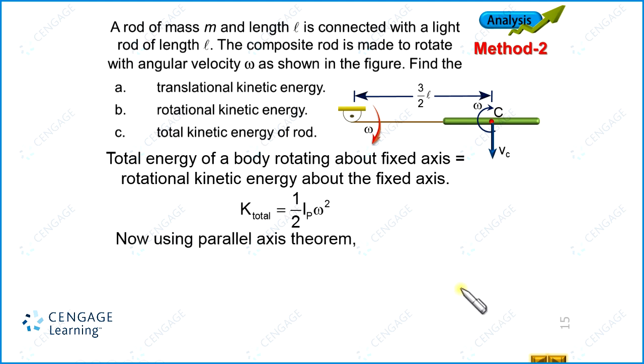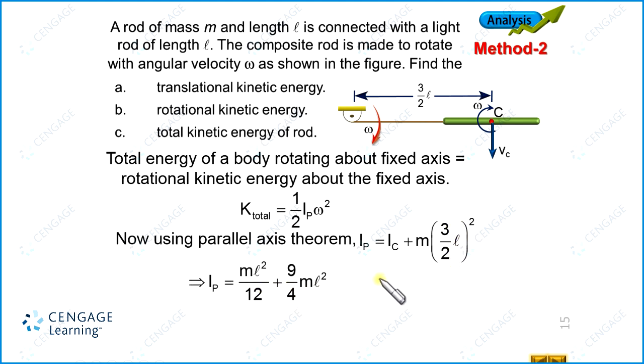The parallel axis theorem says the moment of inertia about the axis passing through point P equals Ic, the moment of inertia about the centroidal axis, plus m multiplied by the square of the separation between the parallel axes. That means Ip equals Ic plus m multiplied by 3 by 2 L whole square. We know Ic, the moment of inertia of the rod about the centroidal axis, is m L square by 12, and the second term is m multiplied by 9 L square by 4. If we add, the value will be 7 by 3 m L square.